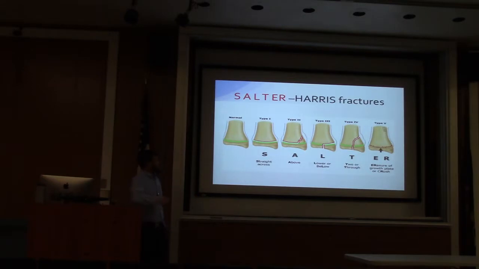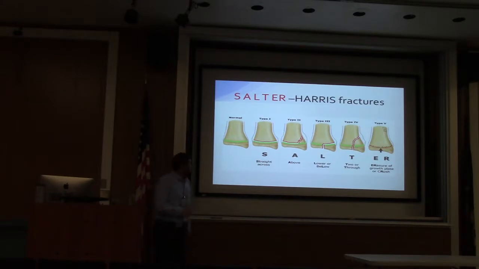So this is just a reminder to make the five types easy to remember. Salter type one is just a straight row across. Type two is A from Salter, above. Type three is lower, and type four is through. Type five is crush injury to the growth plate.